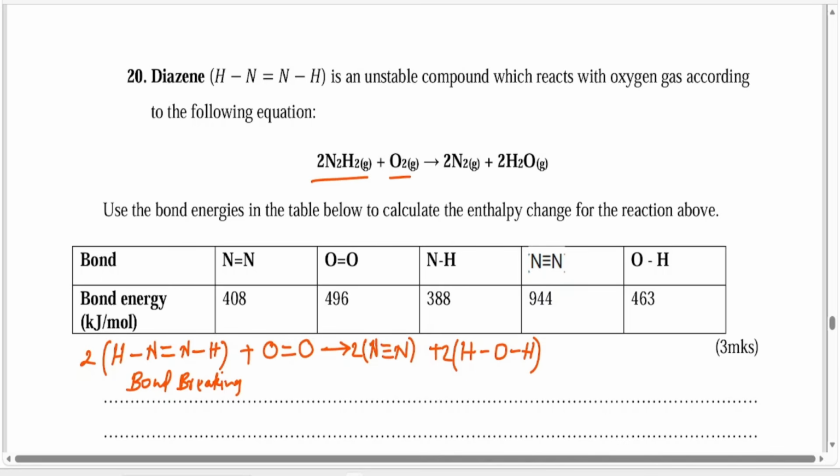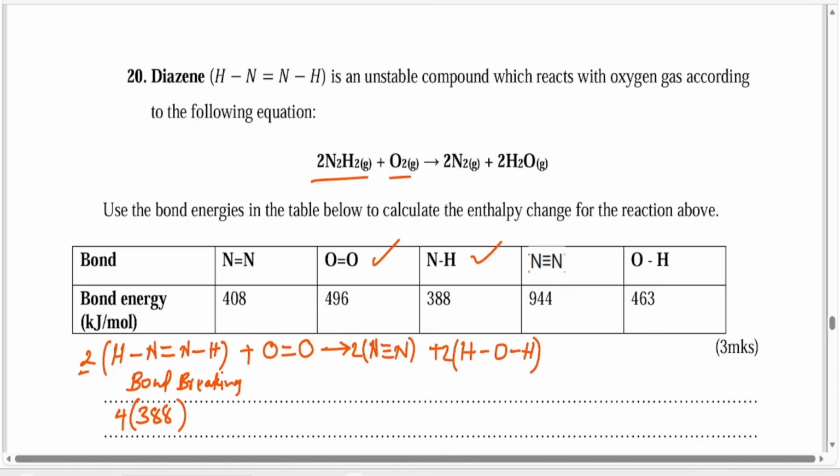For the bond breaking, we have the hydrogen-nitrogen bond. The hydrogen-nitrogen bond is 388, and there are 2. So we shall have 388, there are 2, and we also have the 2 that balances that particular molecule. So we are going to have times 4 into 388. And then we move to oxygen.